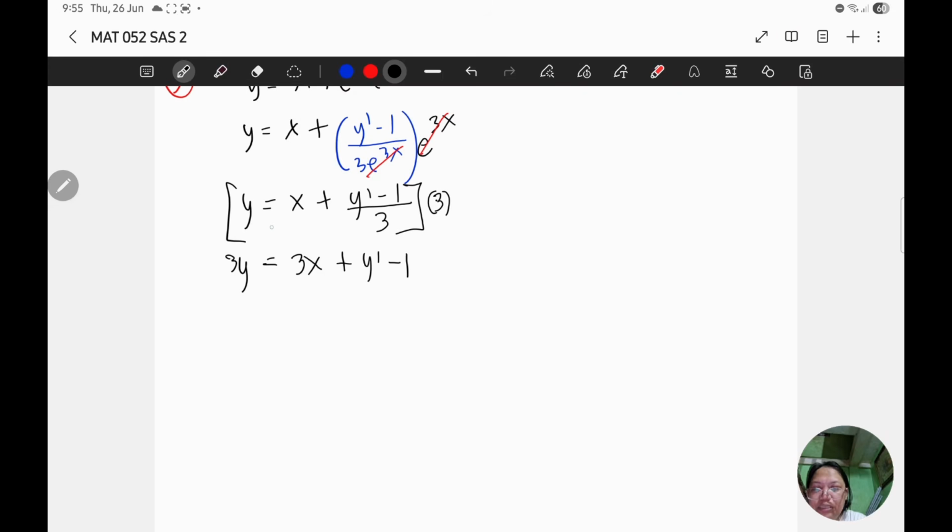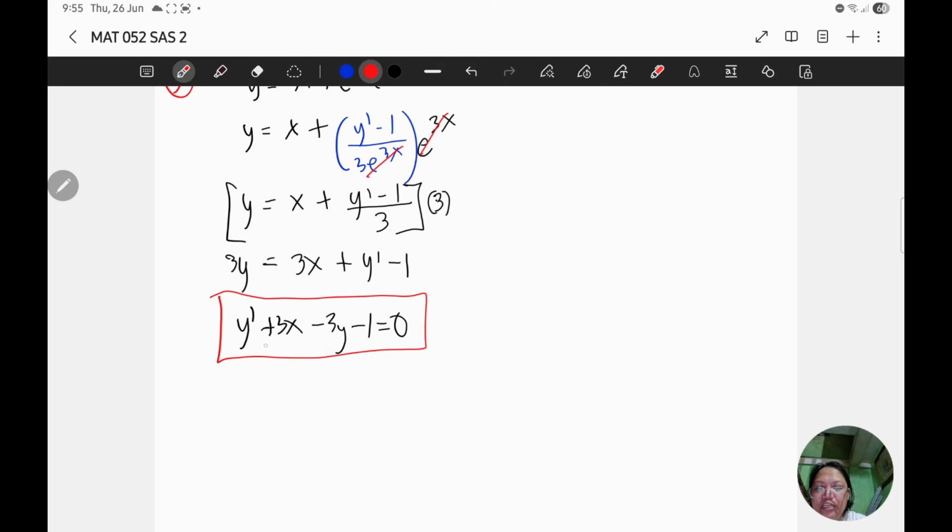Since the derivative is on the right side, all terms must be on the right side. So, y prime plus 3x. If we transpose 3y to the right side, it becomes negative 3y. Then, copy negative 1 equal to 0. So, this is our solution. No more arbitrary constant. And the equation is already a differential equation.